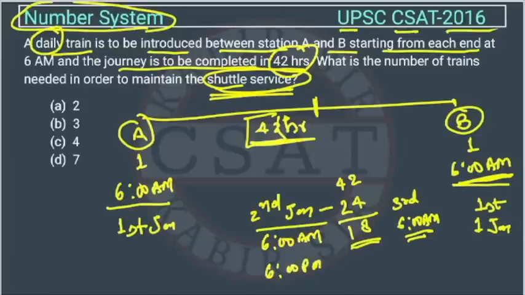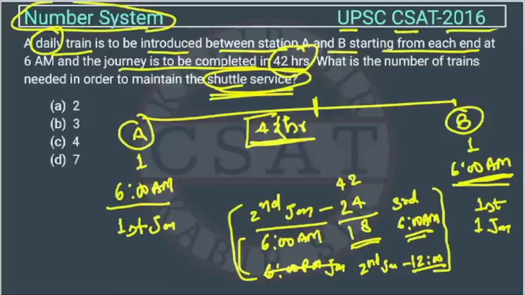Jan 2nd, right? So how many hours? 24 plus 12, 36 plus 6. It means at night on 2nd Jan, at night 12, the train will reach, right? But we don't need to calculate all this. You just need to check whether this train is reaching station B or not.